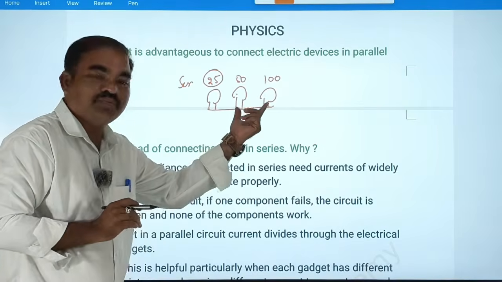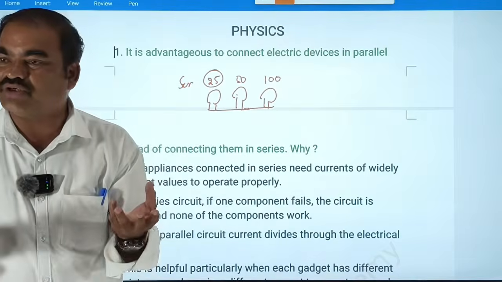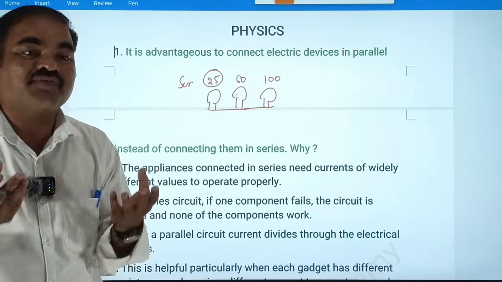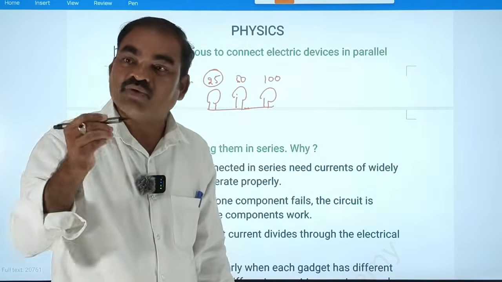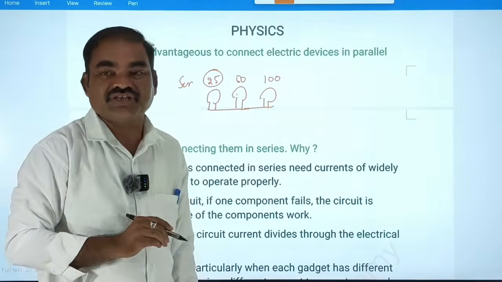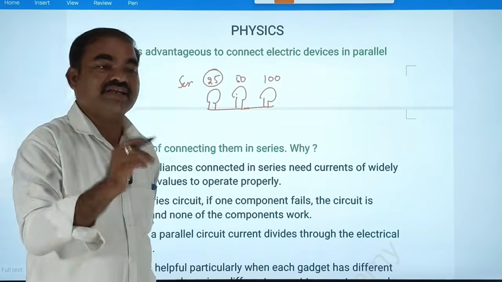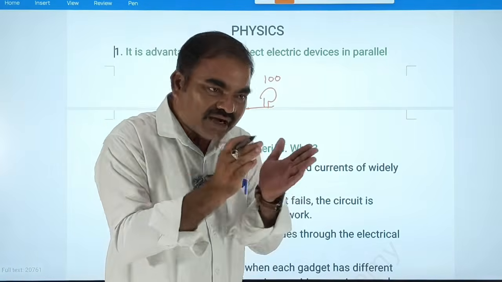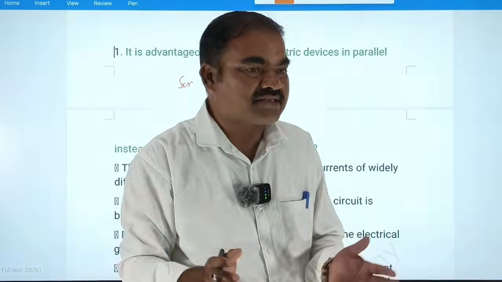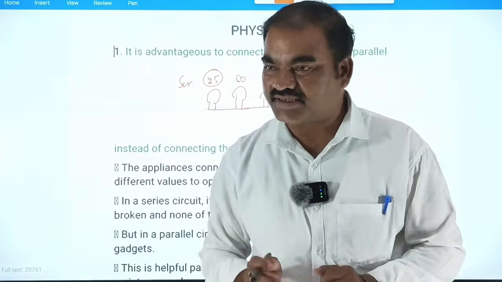Not the remaining two bulbs. They will glow, but whatever amount of light they emit will be less. So this is why in our homes, parallel connection is needed. Suppose a series connection is done in a home. We know that in a home many appliances and gadgets work on electricity.